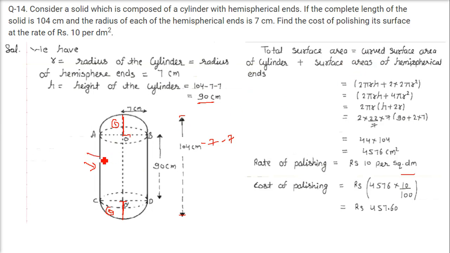And what is the total surface area? It will be 2 pi r h for the cylindrical part, and for the hemispherical part, it will be 2 pi r square. This will also be 2 pi r square, so total will be 4 pi r square. Height is now 90 for the cylinder h, and radius is, of course, the same for both, so 7. So we just computed it, and this is 10 per decimeter square. You just have to convert it because this is in centimeter. So we have to convert it into centimeter, so divide it by 100 and multiply it. It will be 457.60.